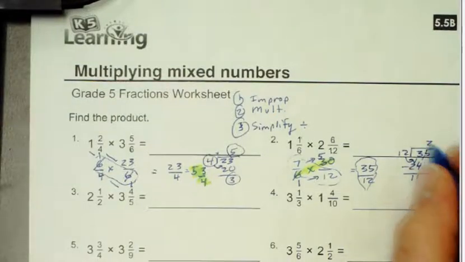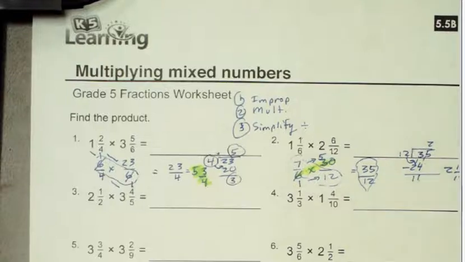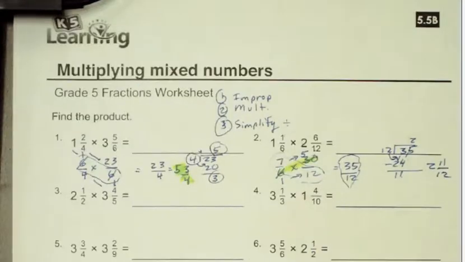It is 2 wholes. Went in there 2 whole times. There was 11 parts left over out of 12 in a whole. 2 and 11/12.